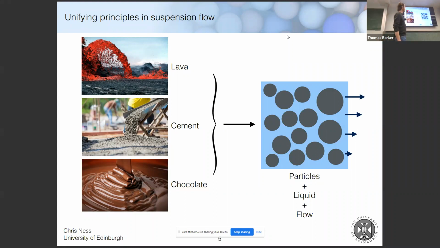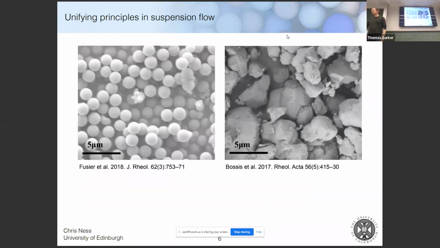So from now on, I'm going to omit these 3 things and just focus on this as a model system in which we might understand the flow properties of mixtures of solids and liquids. Just before I completely go into neglecting all complexity, this is what these things look like in real life.